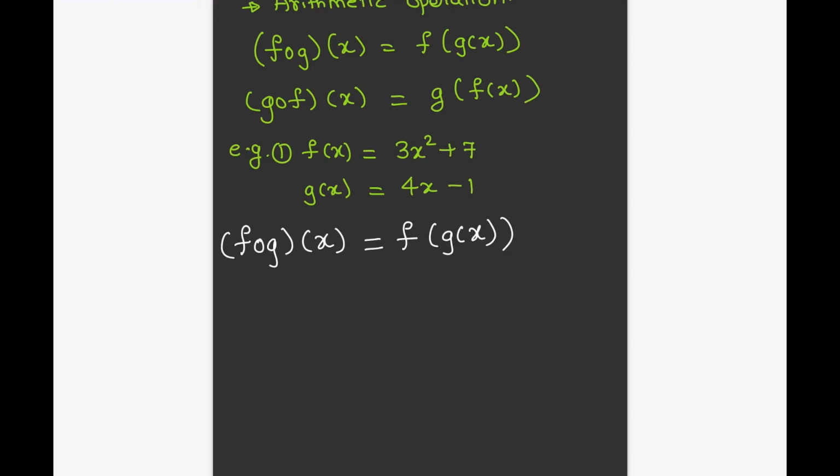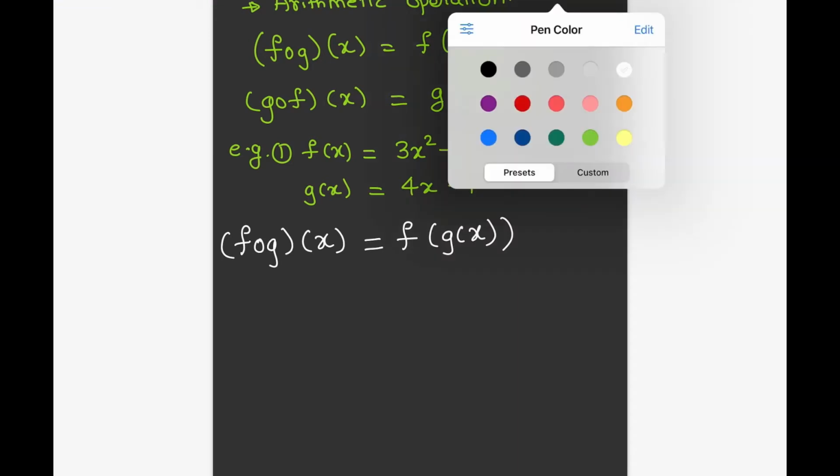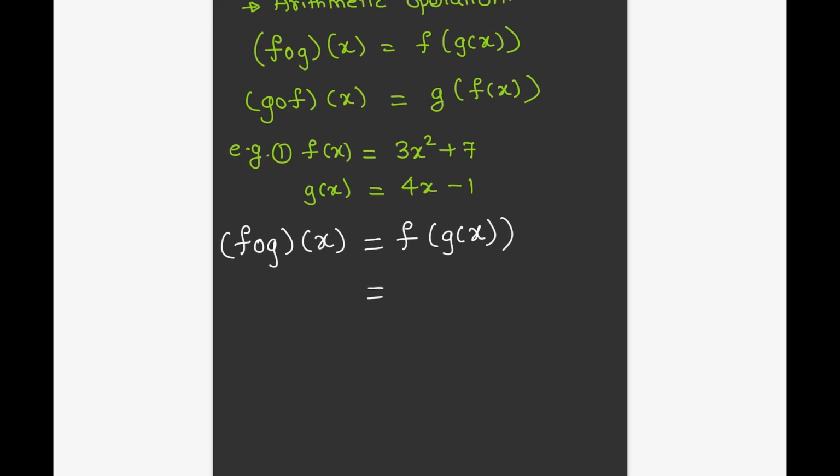So in this case, f of my g of x is 4x minus 1, so I'm going to replace that g of x with 4x minus 1. Now in f of x, I have an x squared term here, and I'm going to replace that x squared with 4x minus 1. So I will get 3 times (4x minus 1) squared plus 7.